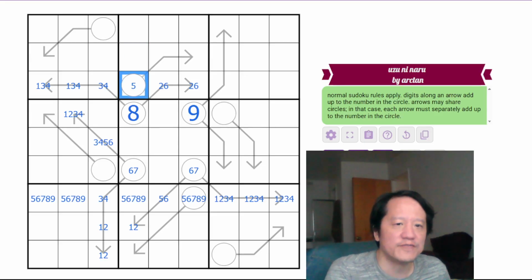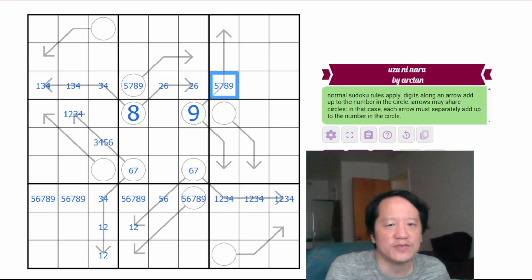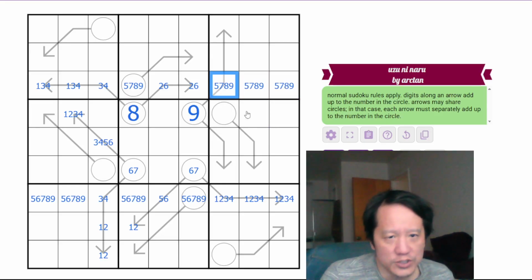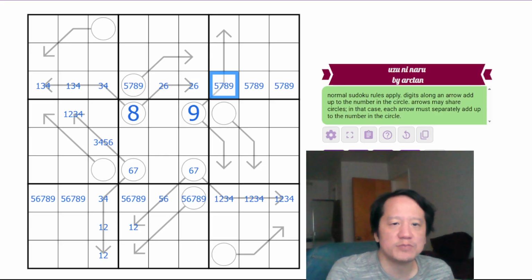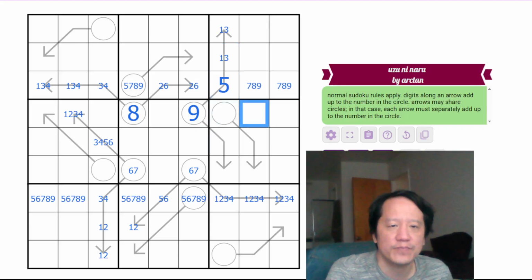That means this has to be 5, 7, 8, 9. This is 5, 7, 8, 9, 5, 7, 8, 9, 5, 7, 8, 9. The only digit which can be here, adding up to 9, is 5 with 1 and 3 here. So this must be 5, and we have 1 and 3 as a pair here, which eliminates 1 and 3 in the rest of the column.